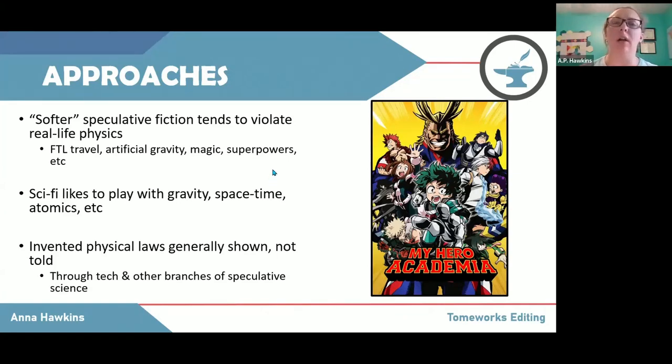So when you are violating or inventing laws of physics, those things are generally shown on the page through technology and biology and chemistry rather than being told to you. You're not going to write a fiction book explaining how in this world the laws of physics are different. Or maybe you might have a section at the beginning that's like, hey, in this world we have proven that string theory exists, or whatever. You may have some brief explanation, but you're not going to really be talking about in the text how the physics is different. You're going to be showing how it's different based on how it has affected technology and the other branches of speculative science.